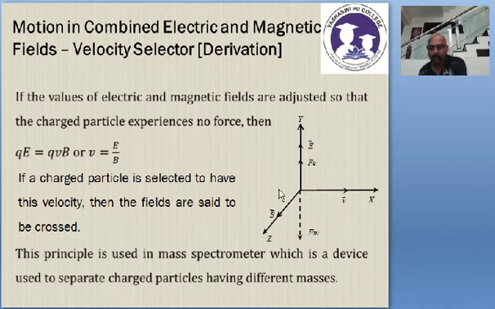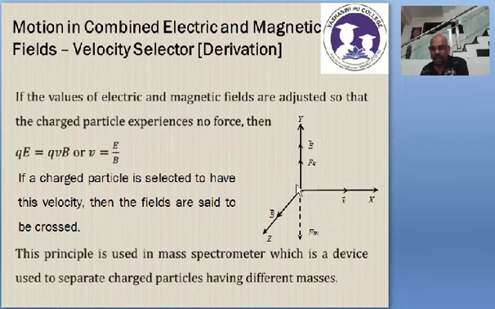Now what happens? Suppose you have a group of charged particles with varying velocities, and the charged particles are made to move in these crossed fields. Only those charged particles whose velocity is equal to E by B experience zero net force.